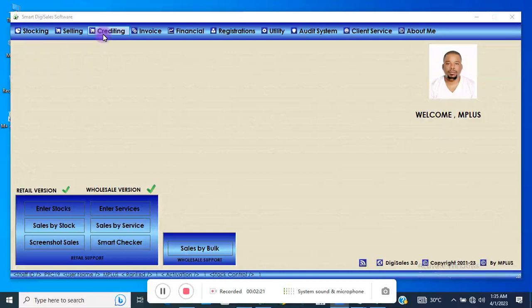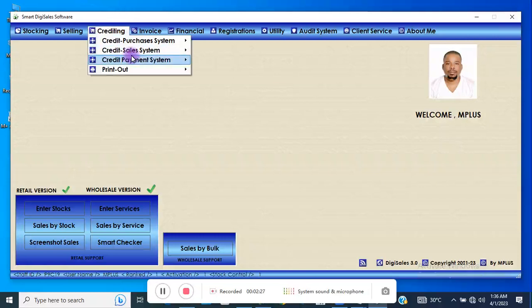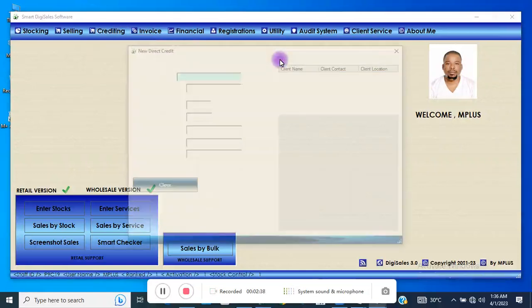So how do we do it? You click on the credit tab, the crediting tab. When you click on it, you go straight to the credit payment system. There are two payment systems here. This is the direct credit system. So you click on new.